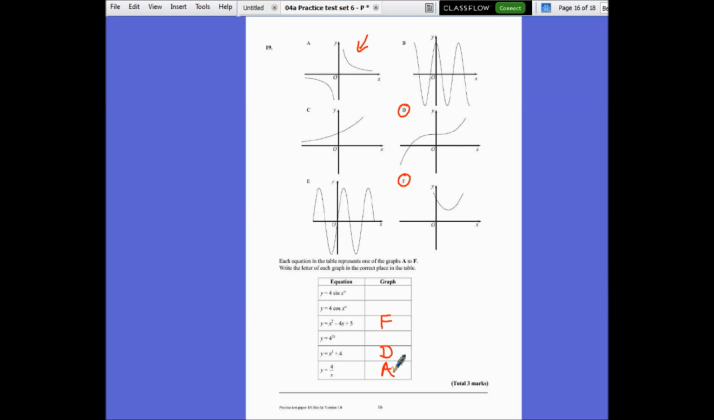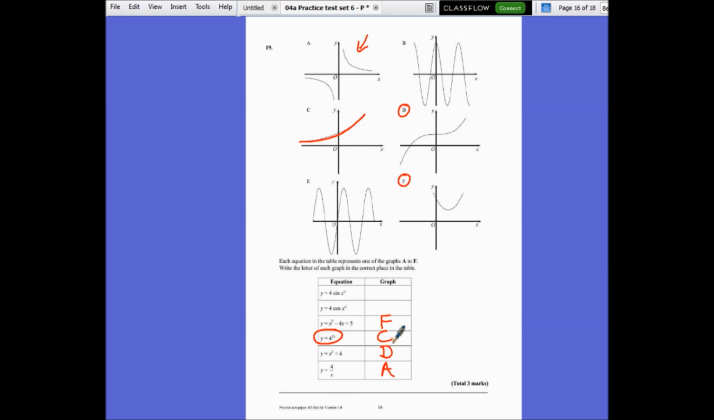The next one we can look at then is an exponential graph. So an exponential graph starts off low and goes high, so that would be graph C. An exponential graph is a number to the power of x. So we can look at this one here. That's an exponential graph there, because it's to the power of x. So that one there must be C.